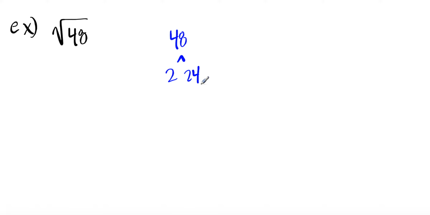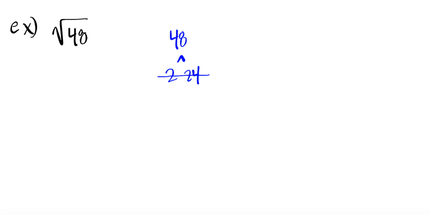Let's try another one. Let's take a look at the square root of 48. Well, if you're not sure where to get started, if you don't know your multiplication tables as well as maybe you should, then you want to take your number, the radicand, 48, and you want to start with 2 and list your factors. 2 goes into 48 24 times. Check to see if either one of these factors is a perfect square. If either one is a perfect square, then you're done. Neither one of these are perfect squares, so I'm going to have to keep checking.